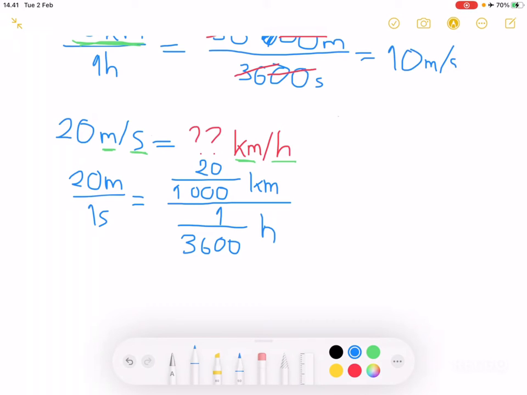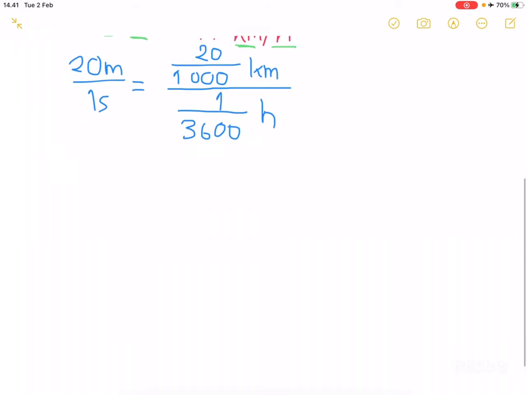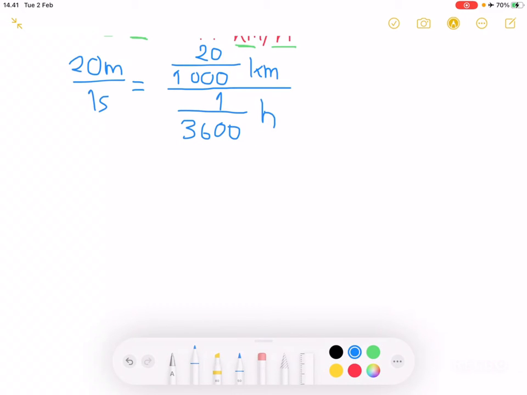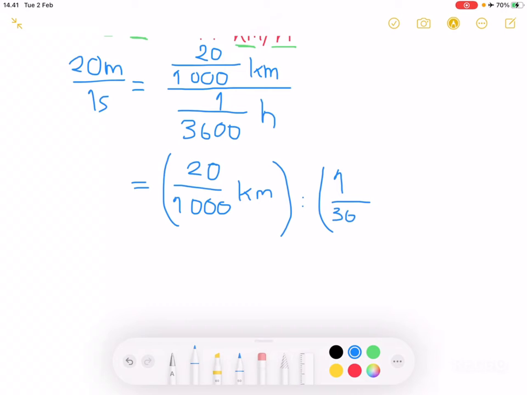And maybe when you're not comfortable with this kind of fraction madness, we can write this as a division of fractions. So we can write this 20 over 1,000 kilometers divided by 1 over 360 hours. And personally, I would like to write the units in front just to avoid any confusion.